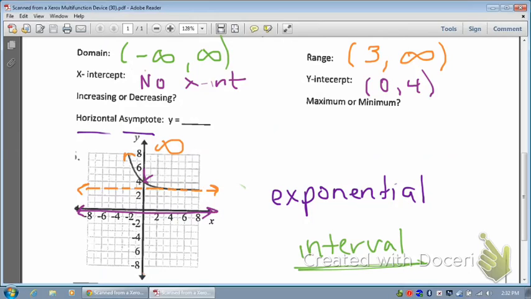All right? So, we have increasing or decreasing. Read from left to right. Is it going down? Is your finger going down or up? It's going down, so my graph is decreasing. Good job. Let's keep it up.